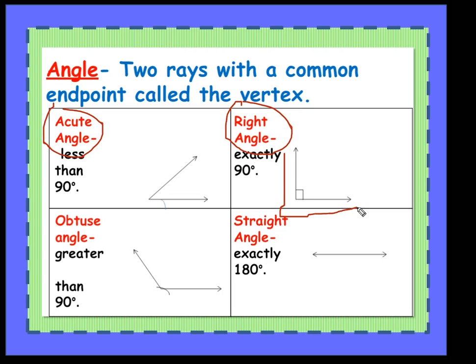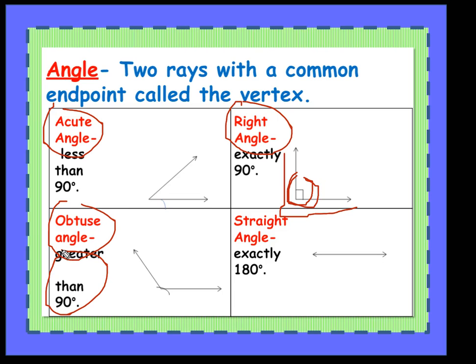Also, a dead giveaway for right angles is anytime you see this box right here. That symbolizes a right angle. So sometimes they may not tell you or put 90 degrees in there. You'll only see this box right here. If you see that, you know it's a right angle. Obtuse angle, greater than 90. Okay?